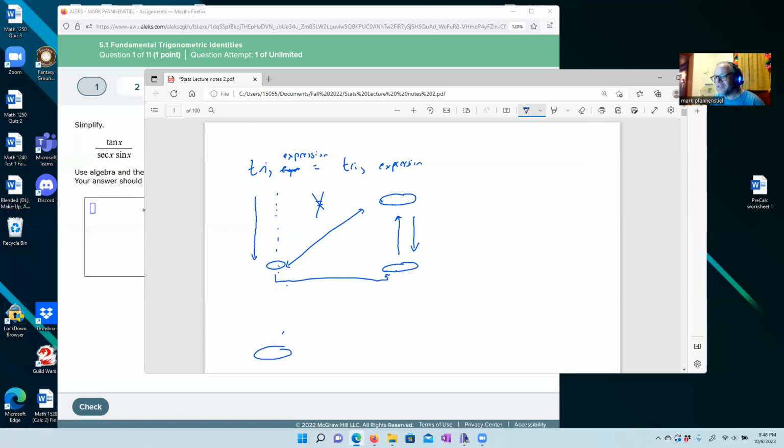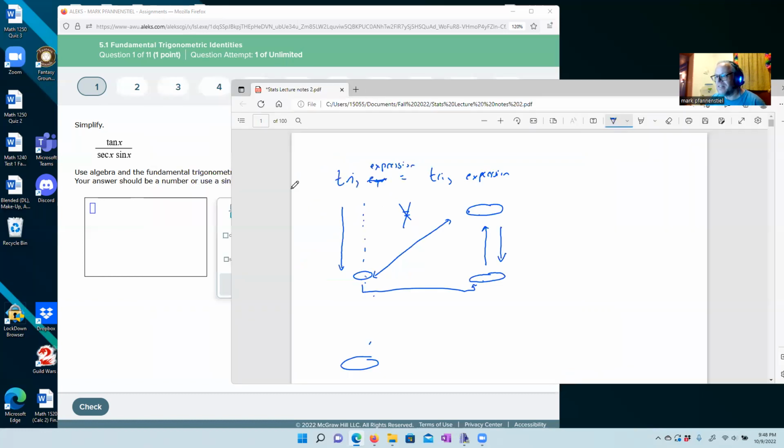Don't set them equal to each other and then solve. If you do, I will mark you wrong. That's not what you're allowed to do with this one. Even if it looks like an equation, if it says verify the identity, it's not an equation. It might look like one, but it is not an equation. It's a proof. That's what we're trying to do here.